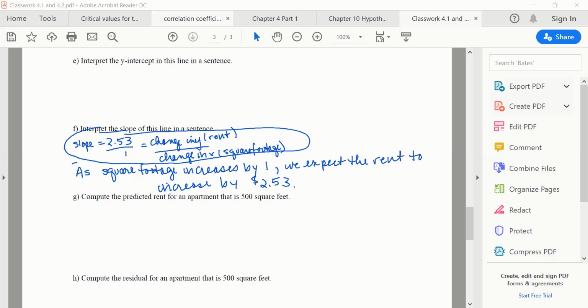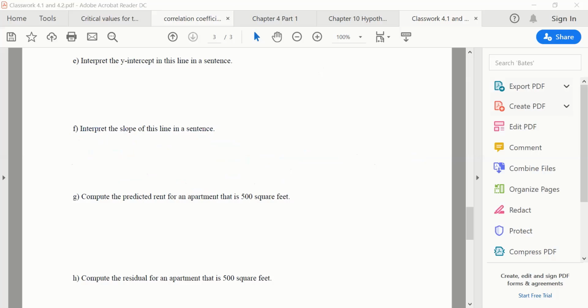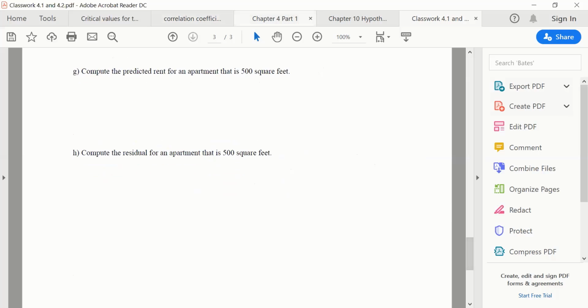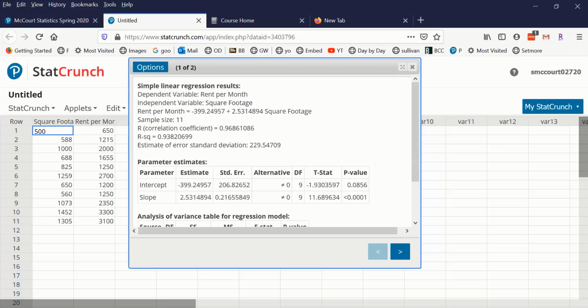So two more parts. Compute the predicted rent for an apartment that is 500 square feet. I'm going to scroll that up, which is going to make my annotations go away, but that's all right. So we just have G and H to do. The predicted rent. So I'm going to go back to StatCrunch and get that equation again, and bring it back to work on.